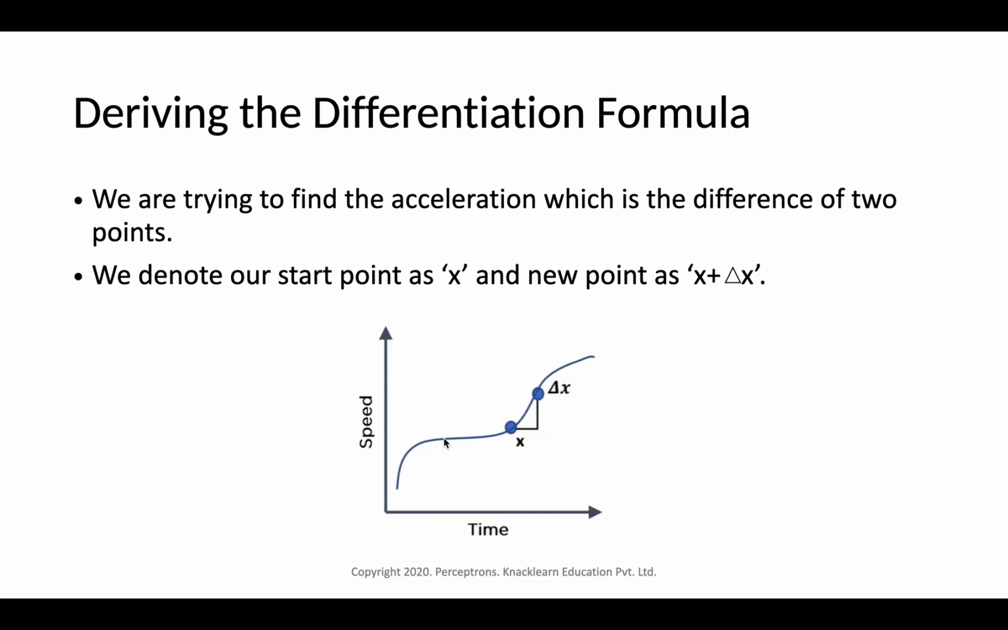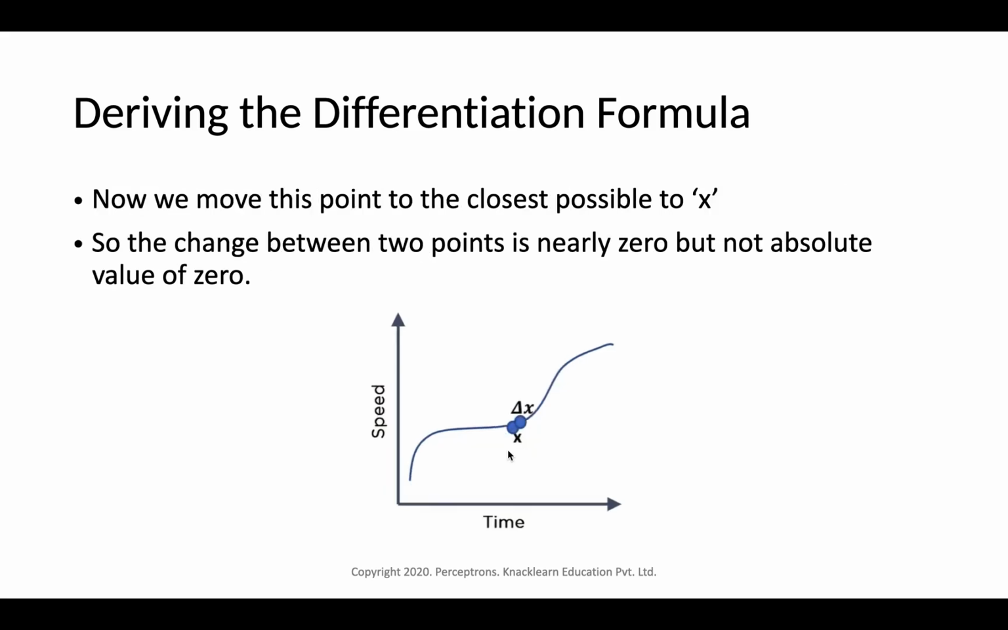Now if I want to find out the overall rate of change, then we can use a derivative. Here we try to bring delta x near to x. So the range between x and x plus delta x, we try to make nearly equal to 0. It will not be exactly 0; delta x will be nearly equal to 0. So the change between the two points is nearly 0, but not the absolute value of 0. It will be like 0 point some value.